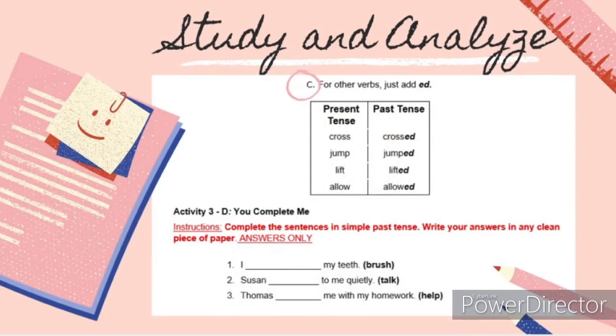And for the last type of regular verb, for other verbs just add ed. Let's take these words as examples. Cross, crossed. Jump, jumped. Lift, lifted. Allow, allowed. And for your activity in this type of regular verb, complete the sentences in the simple past tense of the verb inside the parentheses. Write your answers on any clean piece of paper. Answers only.